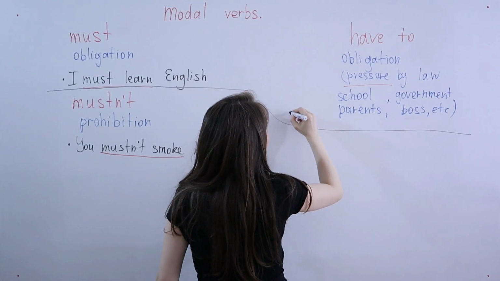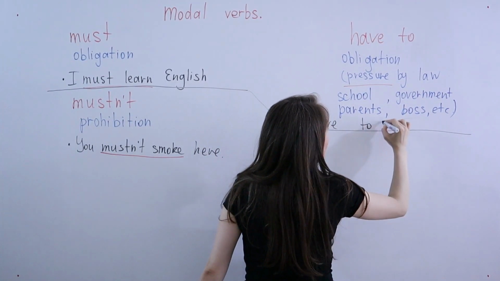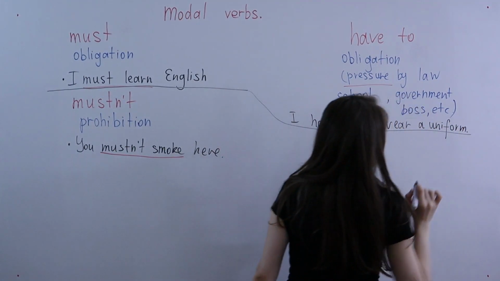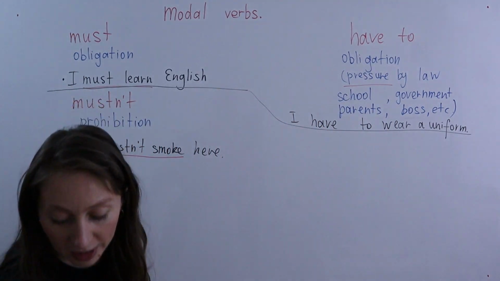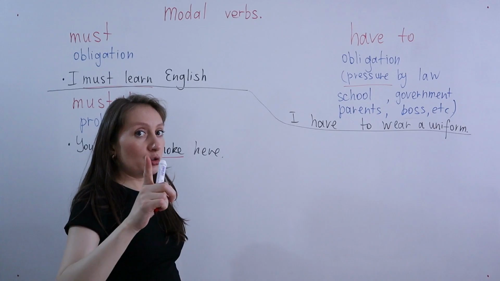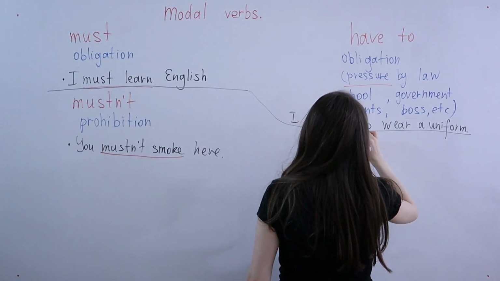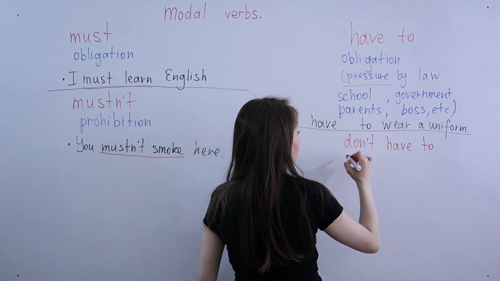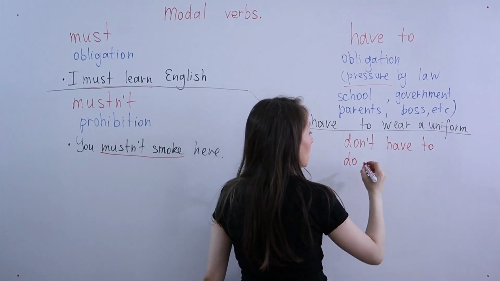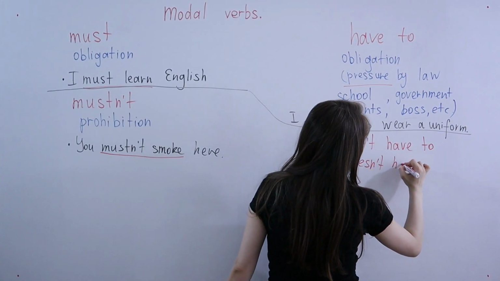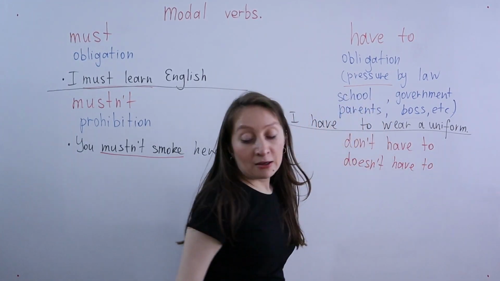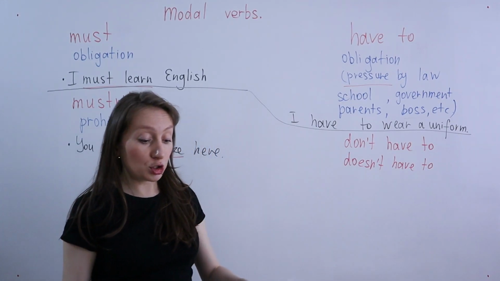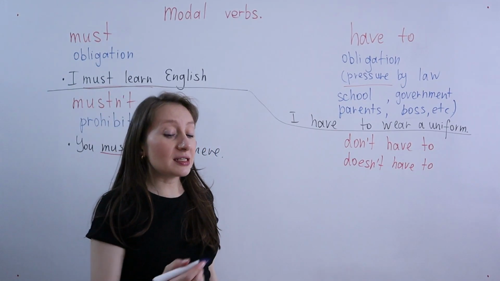So we have here, I have to wear a uniform, right? This is a positive sentence. So now we have don't have to or doesn't have to. Don't have to and our verb, or if it's he, she, it, we say doesn't have to. So we use this negative construction of the verb have to when we talk about absence of necessity.